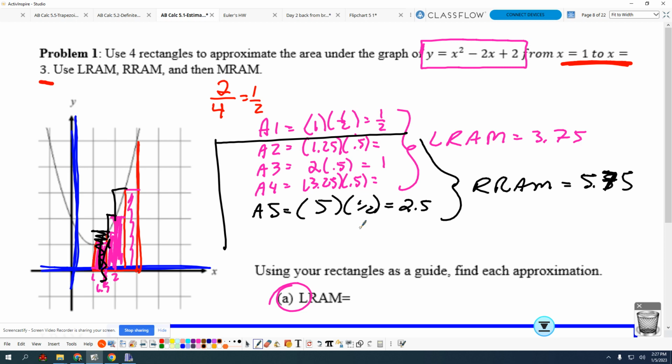How do you get the 5? Okay, RRAM and LRAM are going to be exactly the same, except for the first rectangle, which for RRAM I'm not going to use.